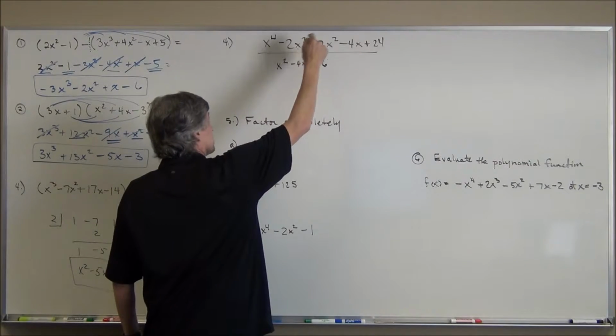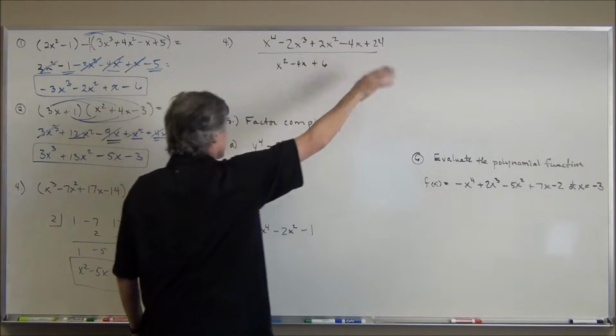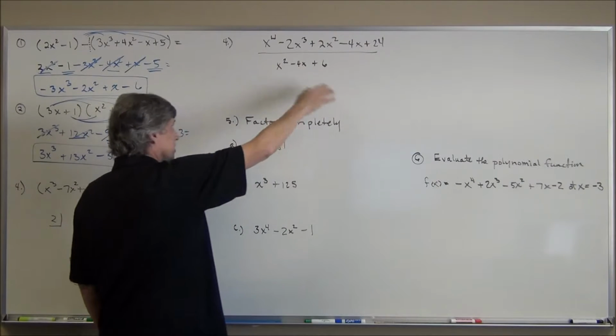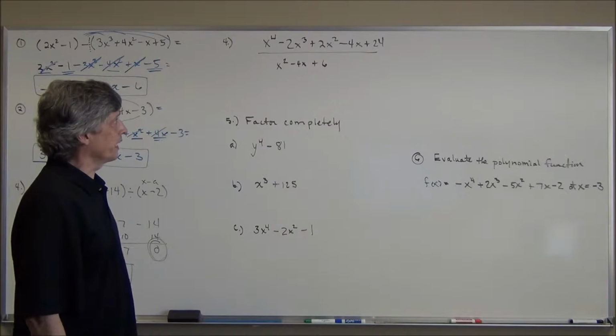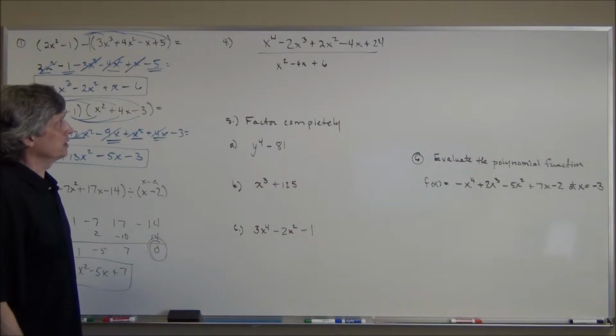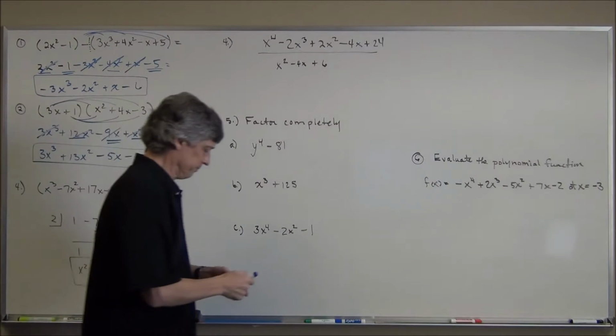I have x to the fourth, x to the third, x to the second, x to the first, constant, good. X to the second, x to the first, constant, good. This one is already set up. Go ahead and do the long division. Be very careful with this one. Alright, pause. Alright, here we go.